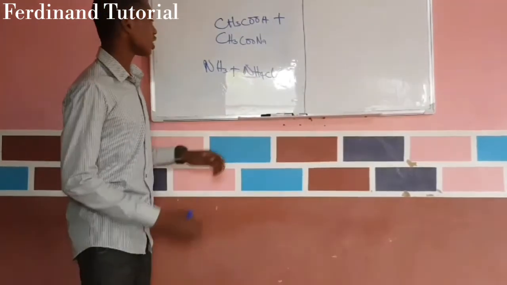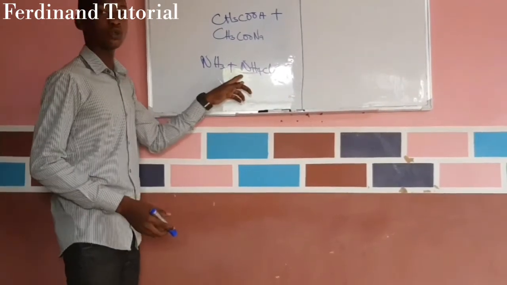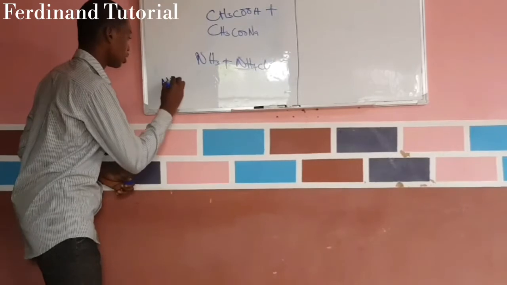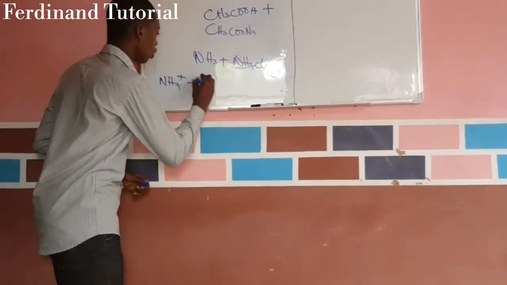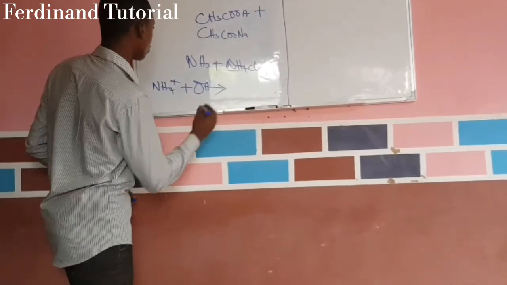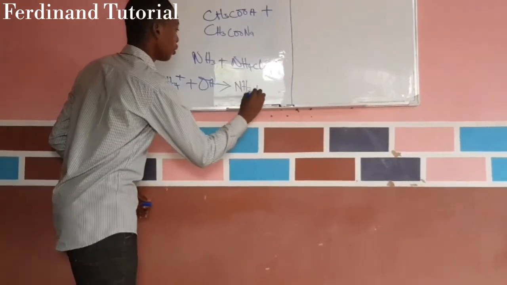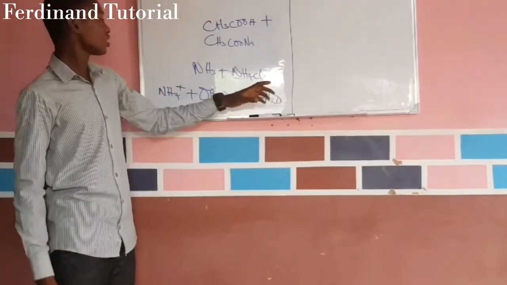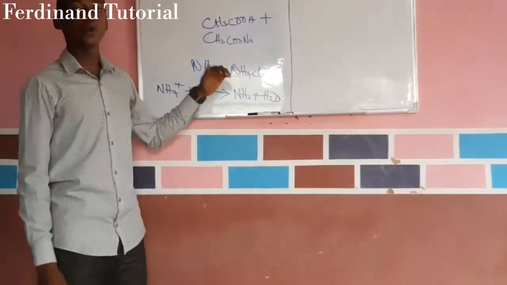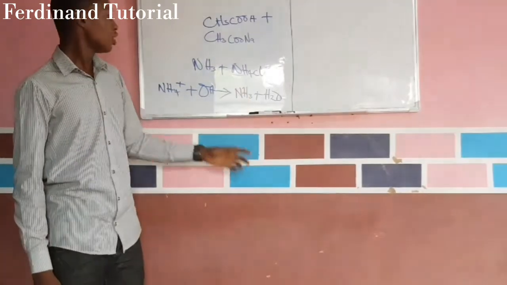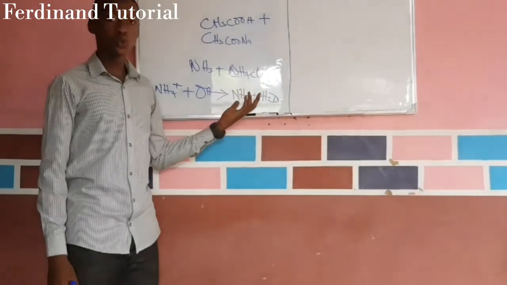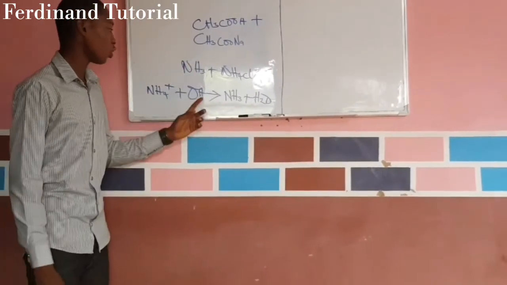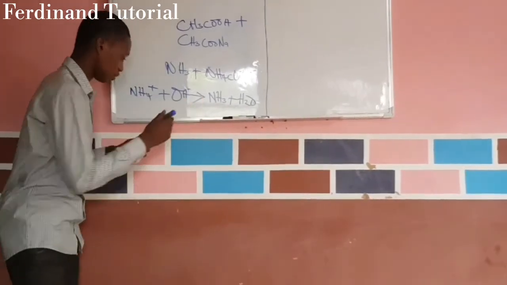Now let's take for instance, when we introduce a base to this solution, let's say that ammonium ion plus OH. Now if you look at this solution, what do we have? Ammonia plus water. Now the presence of water will make the buffer solution to be constant. Are you getting it? At this point, we see that a buffer truly resists a change in pH following the addition of a strong acid or strong base. This is OH minus. Now that is it.